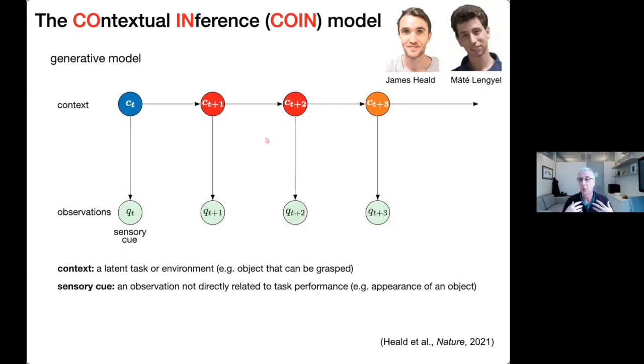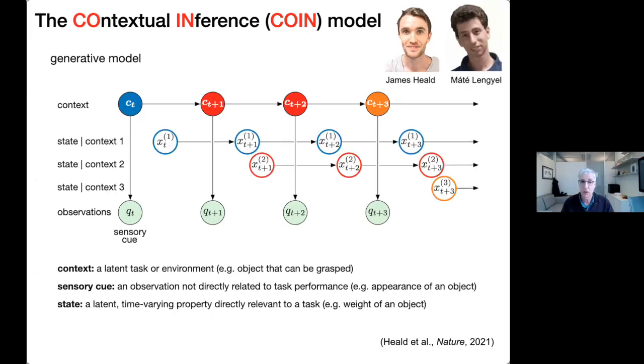And they can emit observations. And there are two sorts of observations you get. One is a sensory cue. A sensory cue is an observation that is not directly related to task performance. So it could be the visual appearance of an object, the visual appearance of a kettle or a cup, and so on. So context can be associated stochastically with sensory cues, but critically, contexts are also associated with states. So for example, if this is the context for a kettle, this would represent the state of the kettle, which can evolve over time. It can get heavier, it can get lighter. And each context is associated with its own state, which evolves in a time-varying dynamical system over time.